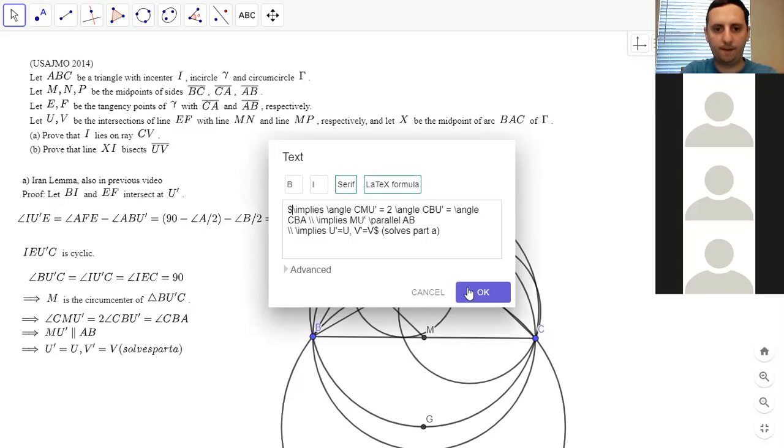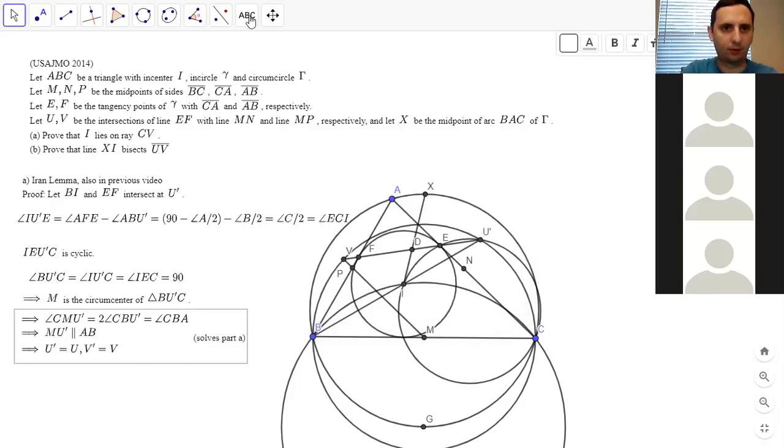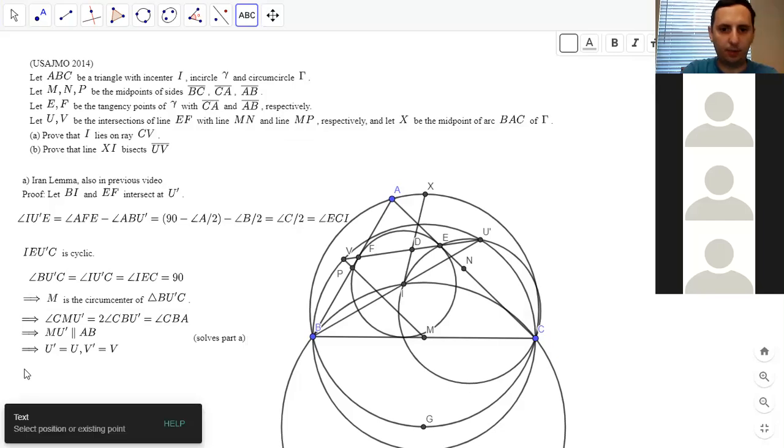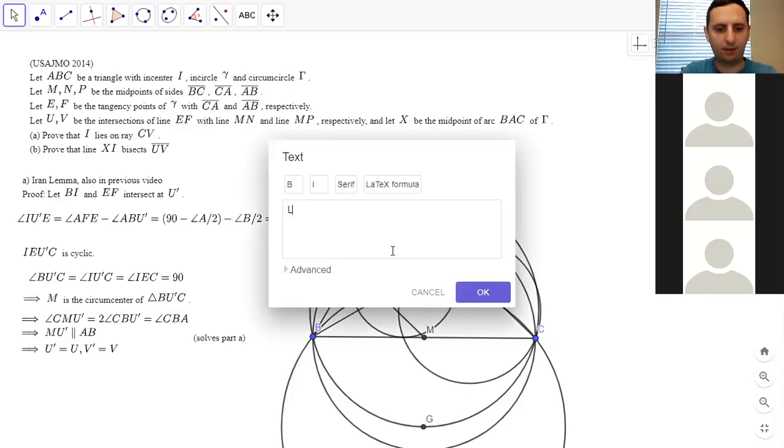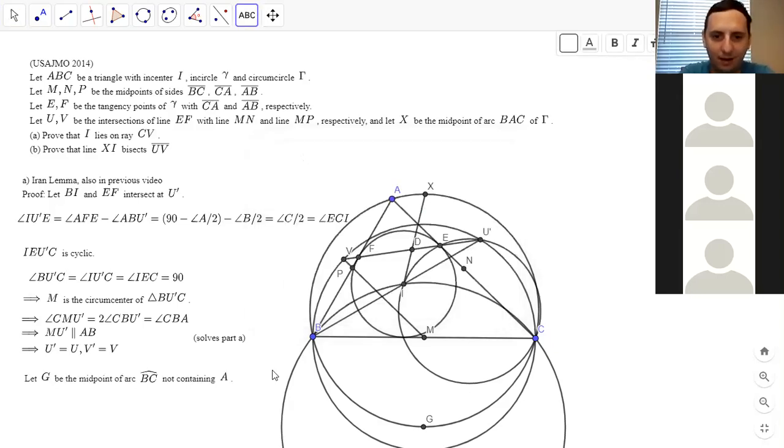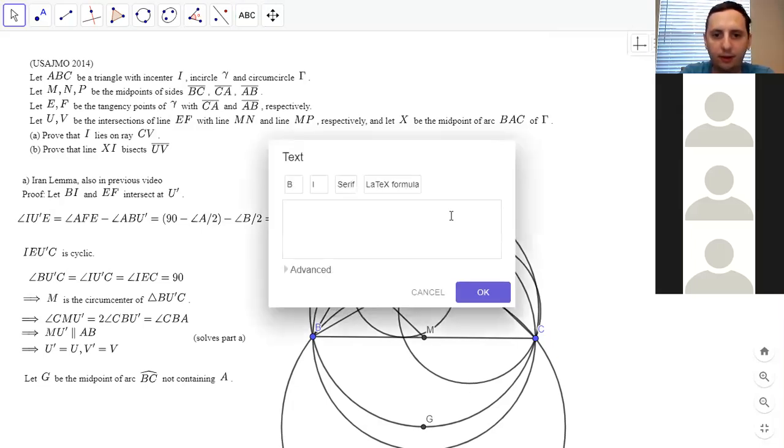And then for part B, let G be the midpoint of arc BC. Oh yeah, Vietnam problems are all two parts. I did a video on it once. So G is the circumcenter of BIC, and XB and XC are tangents.